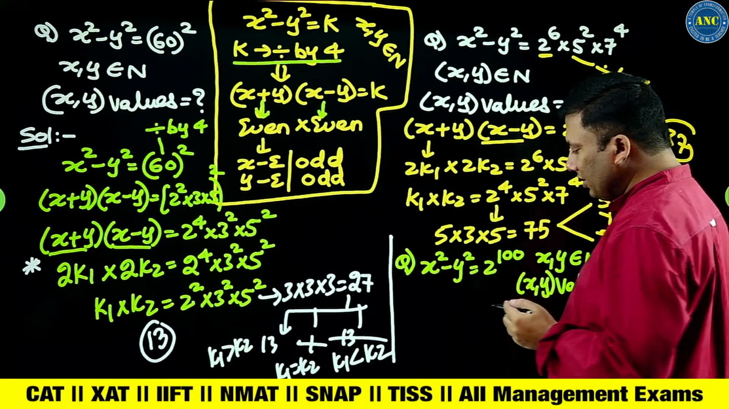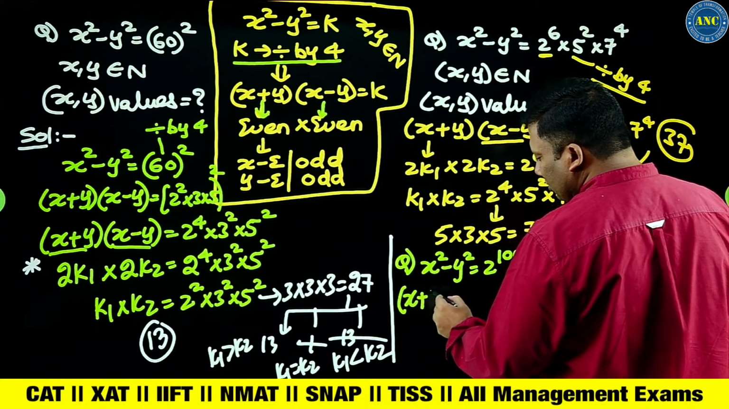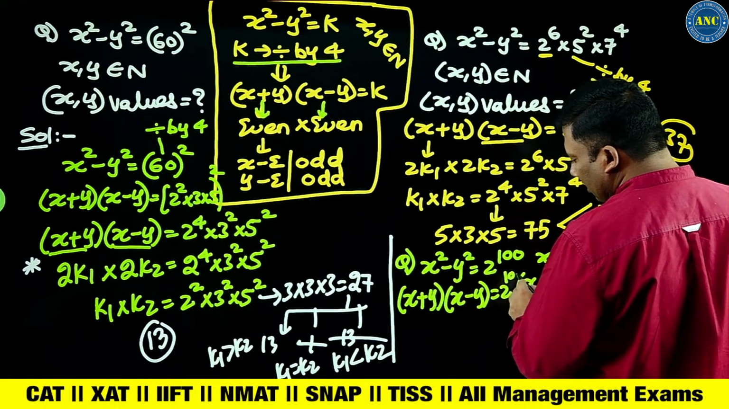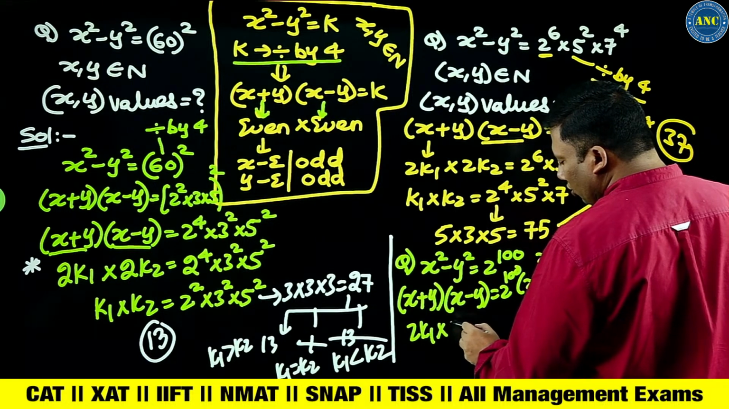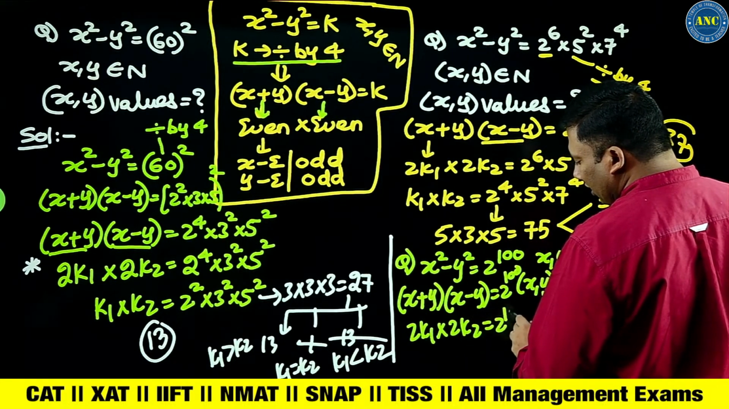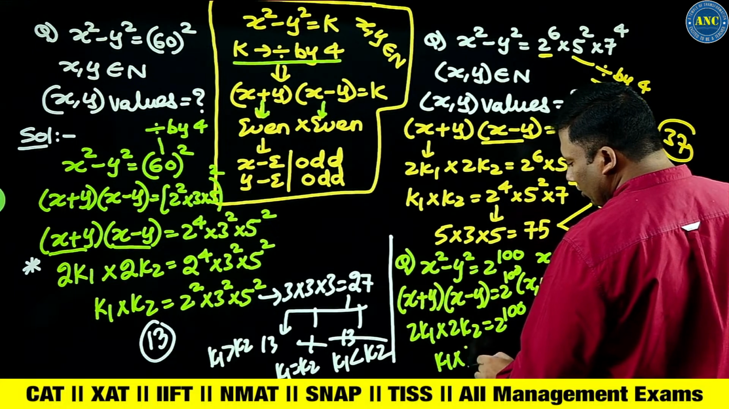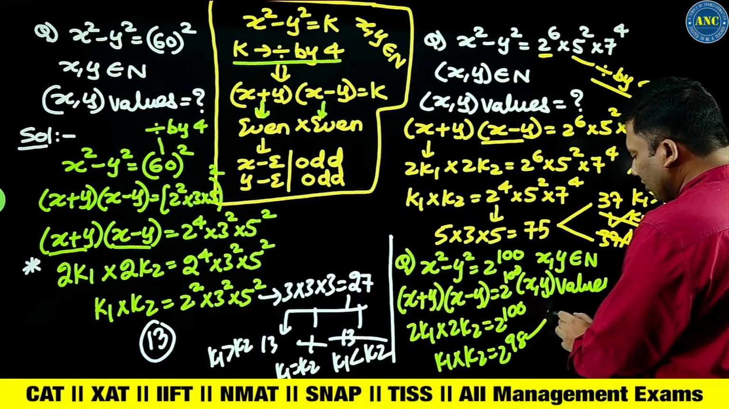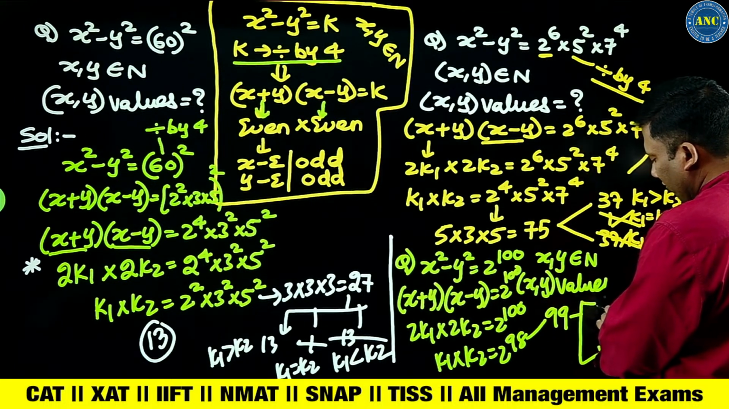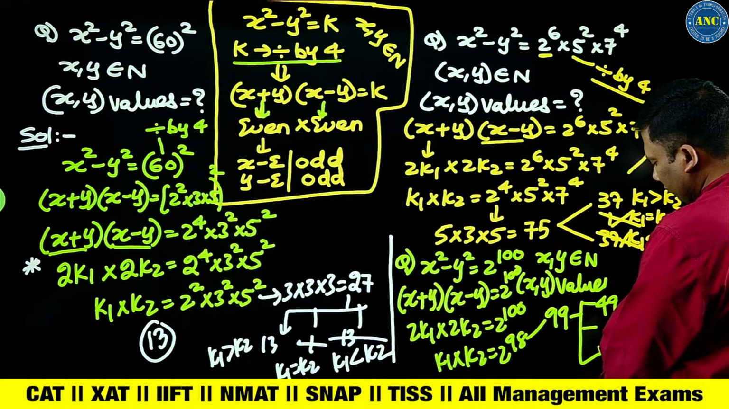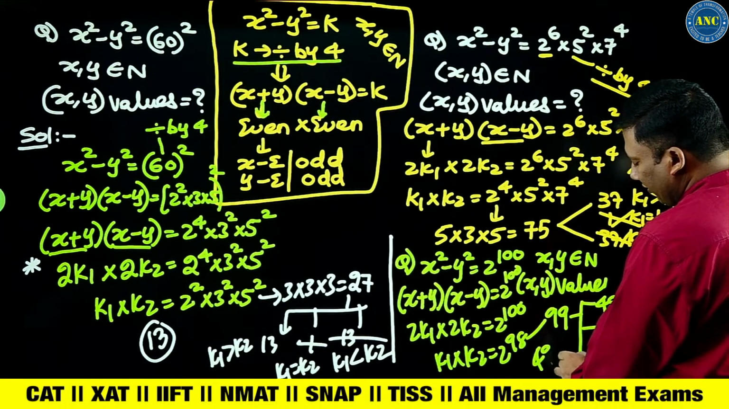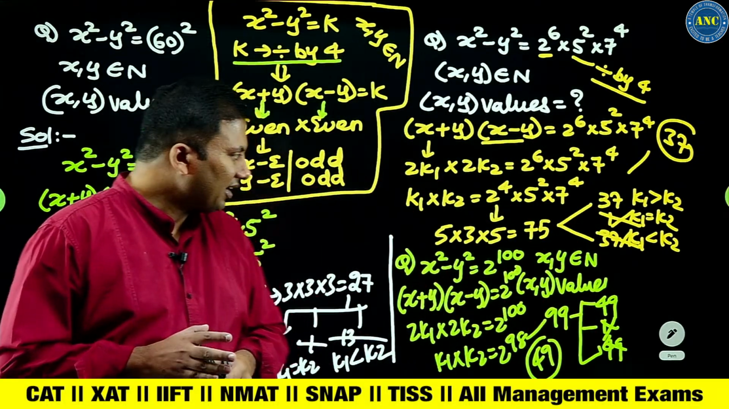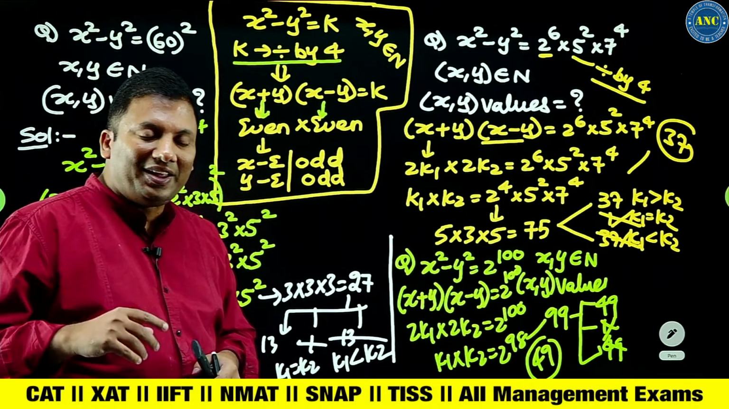2 power 100 is divisible by 4. So it is x plus y into x minus y, which is 2 power 100. So 2k1 into 2k2 is 2 power 100, so k1 into k2 is 2 power 98. 98 means 99 cases: 49, 49, 1. These all are eliminated. The answer for this question is 49. I hope the idea is very much clear.